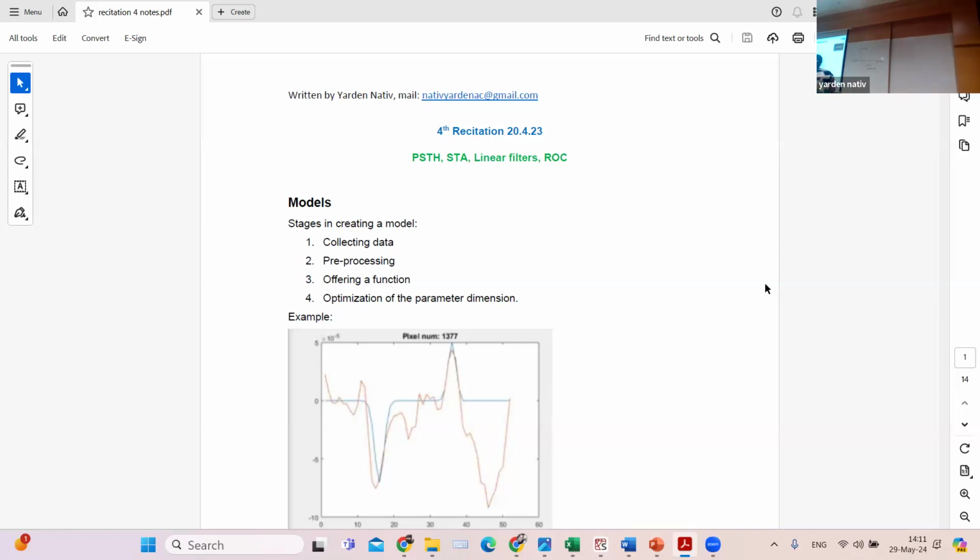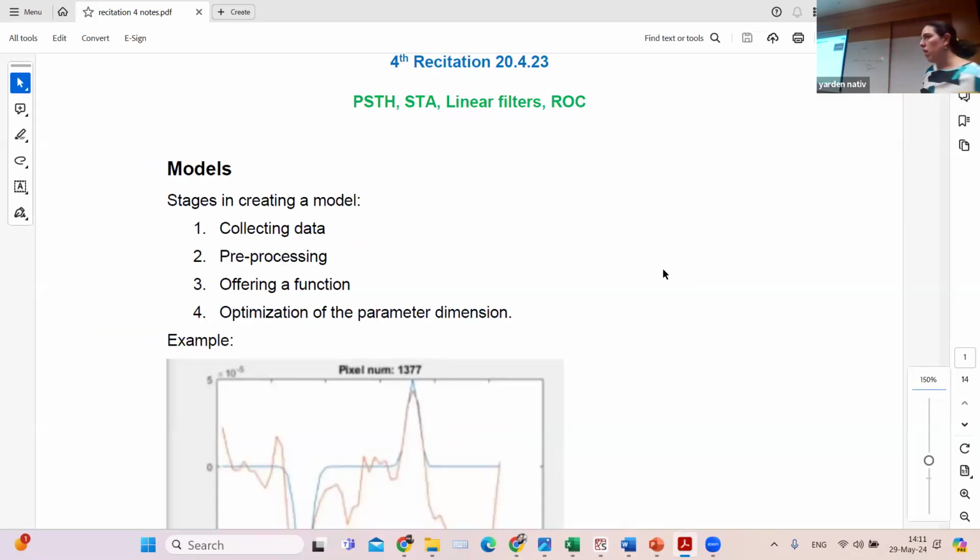Okay? So what are you going to do in the lab when you want to create a model? You first start with collecting the data, which is the experiments themselves and the techniques and methods from the field that you are studying. And then you go on to some pre-processing of the data, which we don't speak about too much, but a bit. And then you want to offer a kind of function and optimize its parameters. So I want to give you an example.